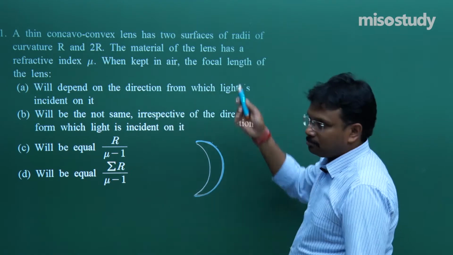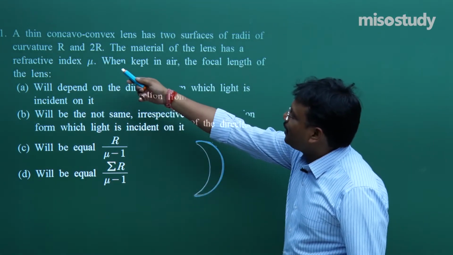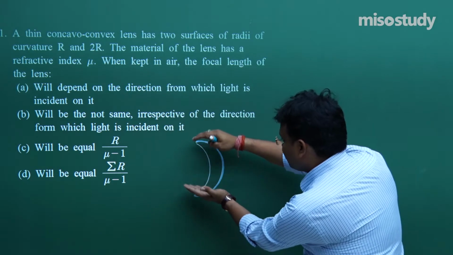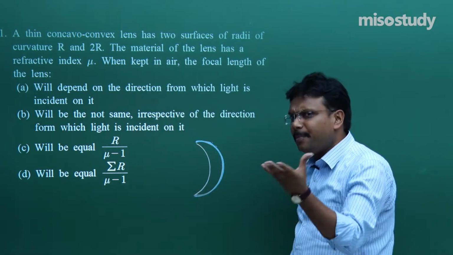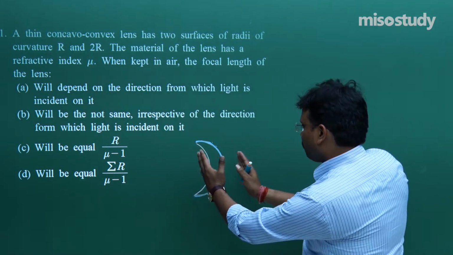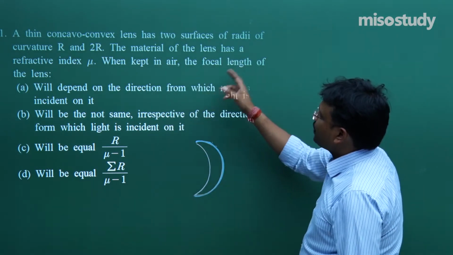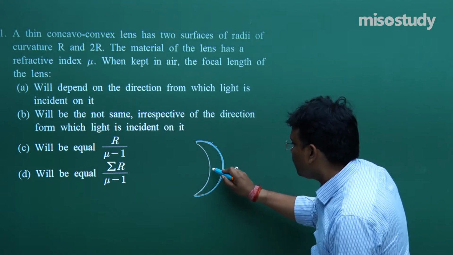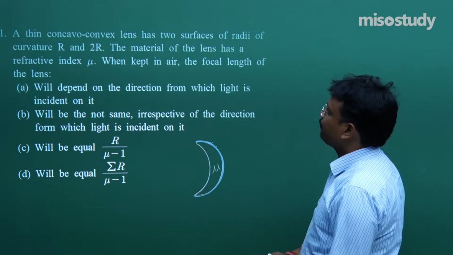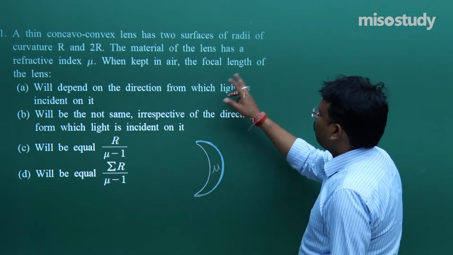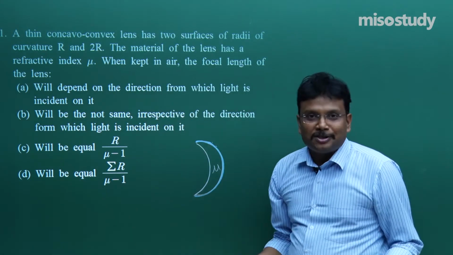Two surfaces obviously of radius r and 2r. It means this inner radius is smaller, outer radius is bigger. It is also, up to some extent, visible from this diagram. The material of the lens has a refractive index mu, that is, this is mu. When kept in air, the focal length of the lens is how much?